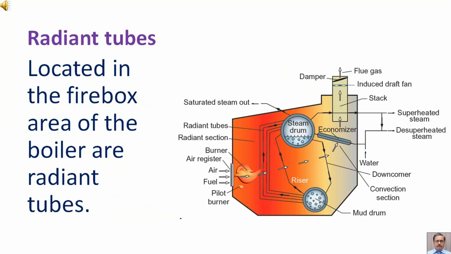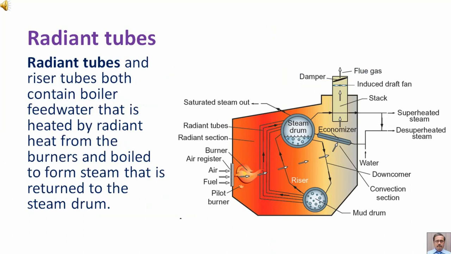Radiant tubes. Located in the firebox area of the boiler are radiant tubes. Radiant tubes and riser tubes both contain boiler feed water that is heated by radiant heat from the burners and boiled to form steam that is returned to the steam drum.